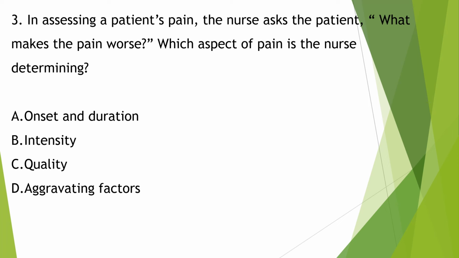If it is a question on onset and duration, he or she should have asked what is the starting point and the length of the pain. If it is related to intensity, the nurse would have asked or given a visual scale to express the pain. And if it is related to quality, the nurse should have asked whether the pain is sharp, dull or achy. So here, what makes the pain worse is the aggravating factor she is asking.